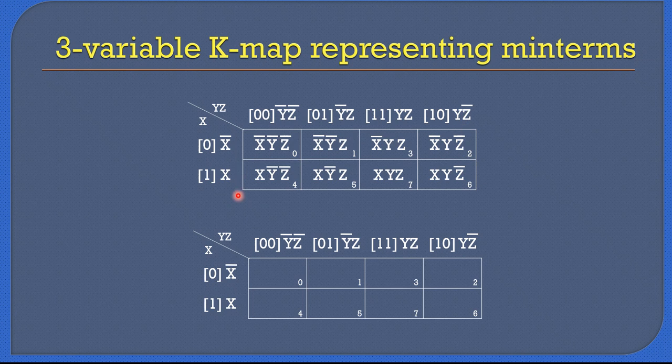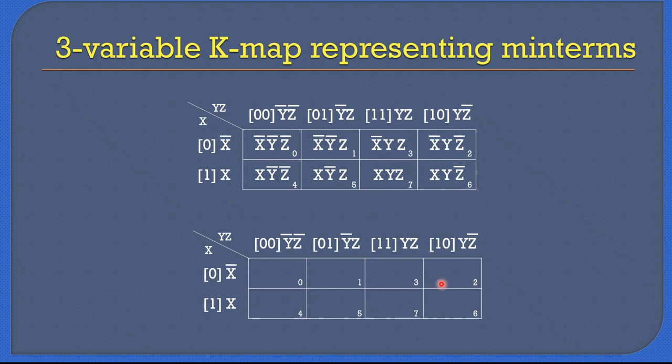Here you can see the second row, which has x. All the boxes in the second row will start with x, and then you represent the columns: xy'z', xy'z, xyz, and xyz'. So based on the columns you are going to name it. This is how you represent the three variable minterms.